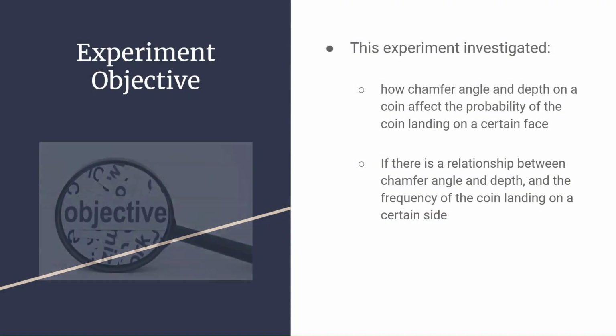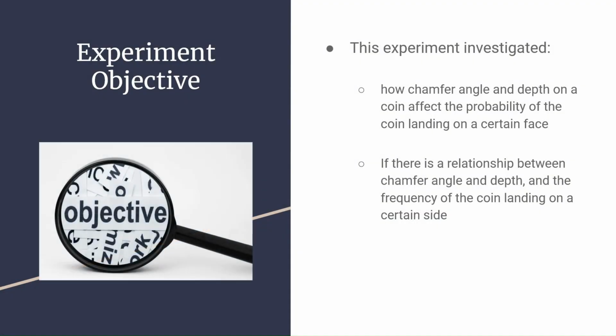However, we wanted to investigate how changing the geometry of the coin would affect which side it would land on. Our experimental objective was to change the chamfer angle and depth on one side of a coin to study the effects on which side that coin would land on. And then further, we wanted to see if there was a relationship between the amount that we changed the chamfer angle and depth and the frequency that it would land on a certain side.